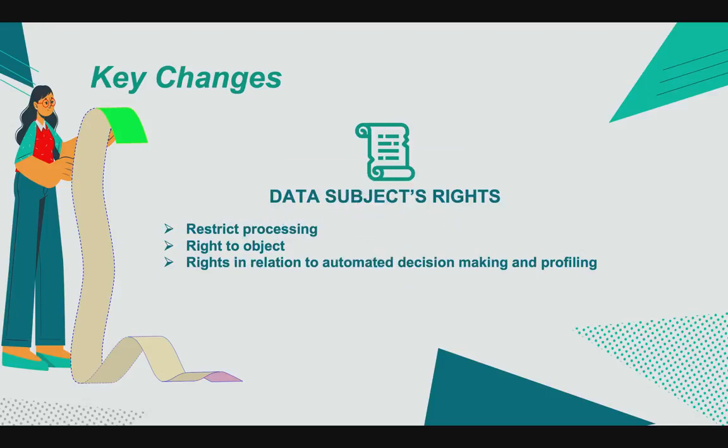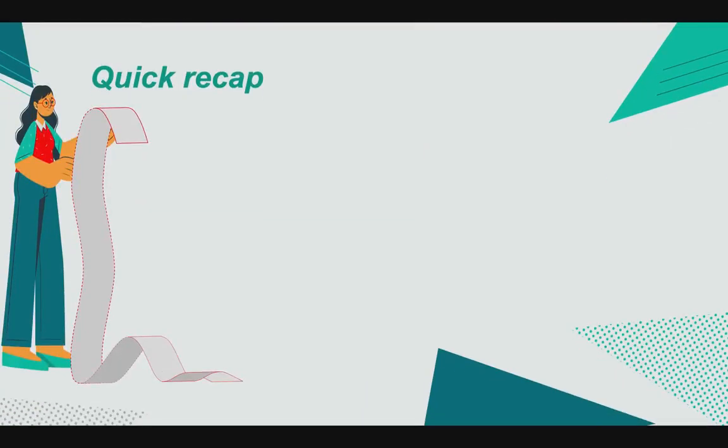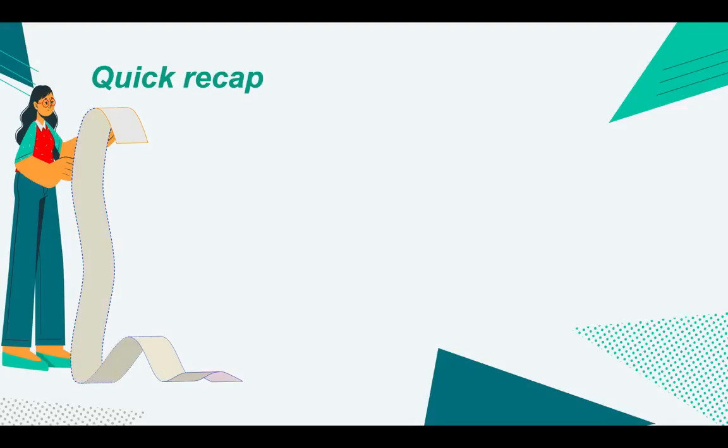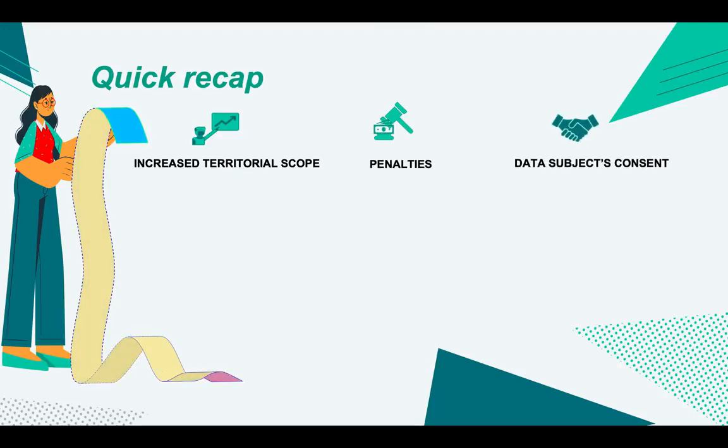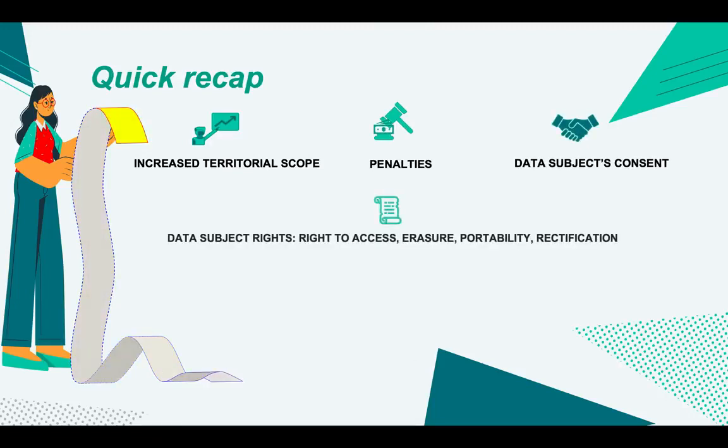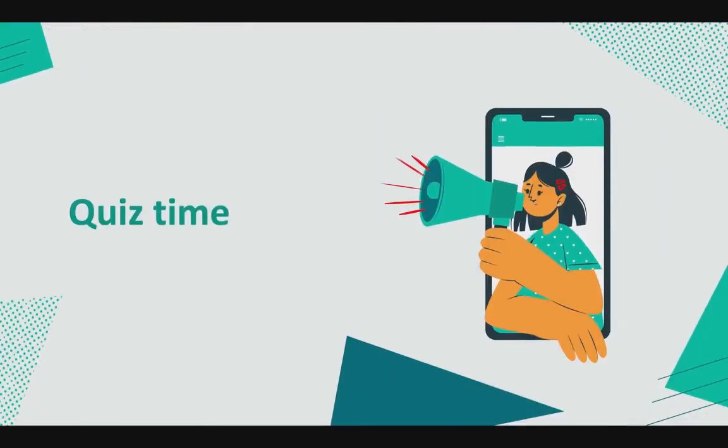Now that we have looked into the key changes that GDPR has brought, let's do a quick recap of what we have learned so far. So, the first in line is increased territorial scope. Then comes penalties, data subject's consent, and finally, the data subject's rights. With this, we are finally finished with our first part of the introduction to key changes brought by GDPR. And this brings us to quiz time.